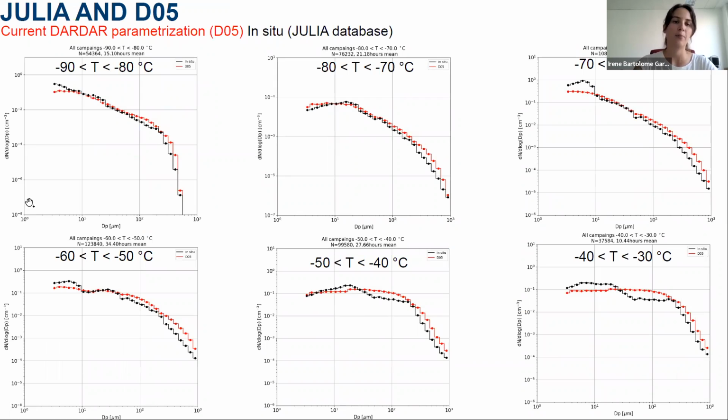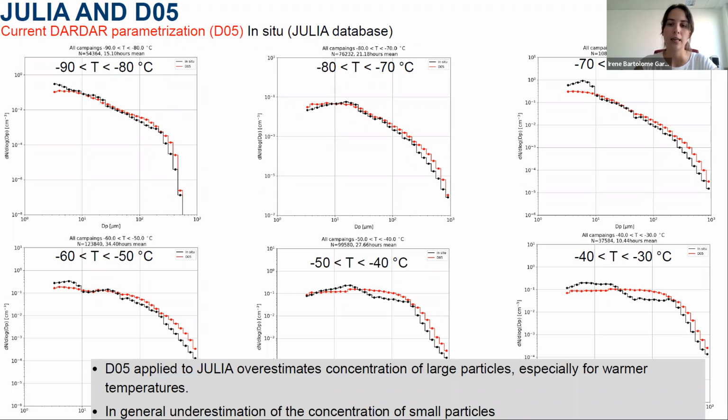Again, we have PSDs, vertical axis concentration, horizontal axis is the size, and this is for different temperature ranges from -90 to -30 degrees. What we see in black is the mean observed PSD from Julia, and in red, what we see is the result of applying DO5 to the in situ database. So the red is the parametrization.